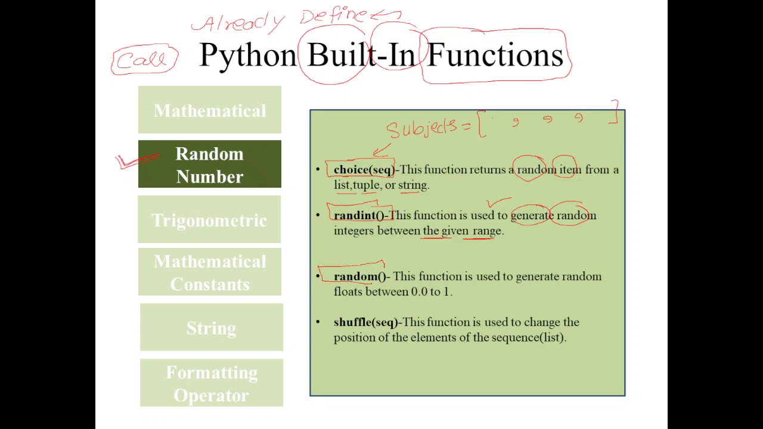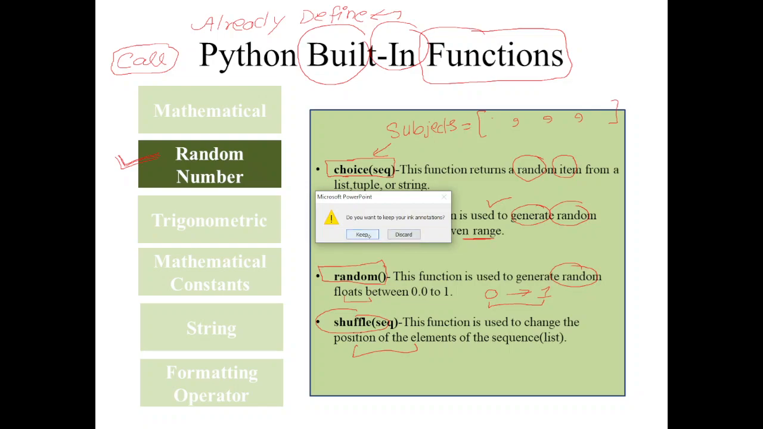Next function is the random function. This function is used to generate a random number, but in this case the range is fixed and that range is from 0 to 1, which means it will display any floating value or decimal value between 0 and 1. Next is shuffle. This function is used to shuffle or change the position of elements from a sequence or from a list. So let me execute these functions one by one from our software.